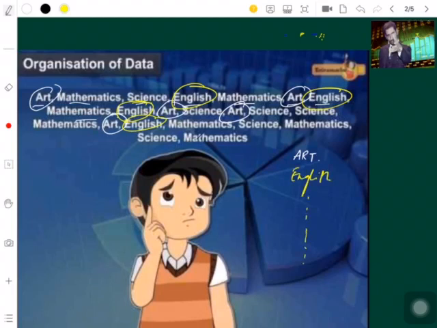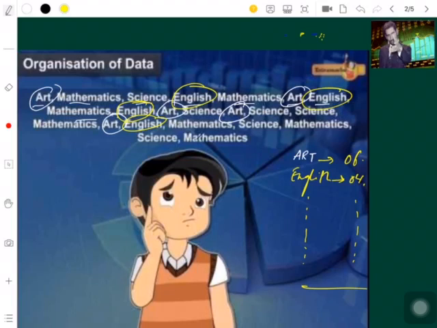He is going to put it in this very particular manner. And he found art 1, 2, 3, 4, 5, 6 times. So he will write it here like I found 6 art books, I found 4 English books, so on and so forth. He will do it like that. That is what we mean by organization. He is organizing the things.